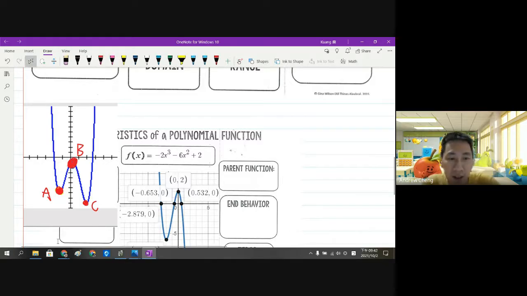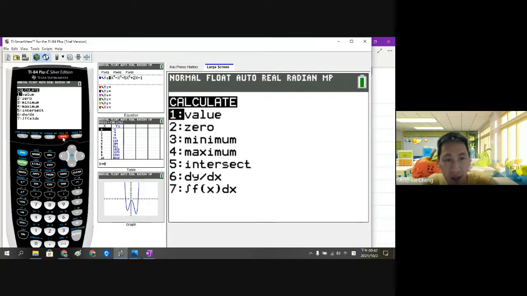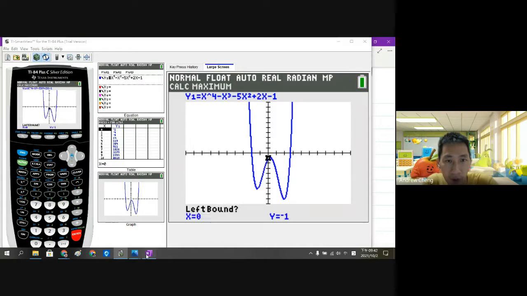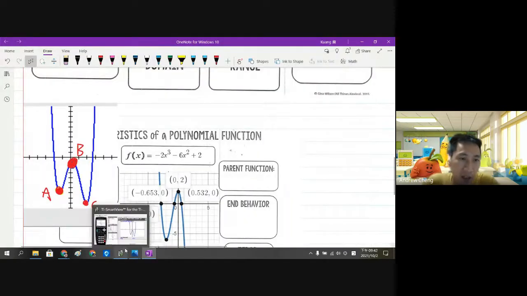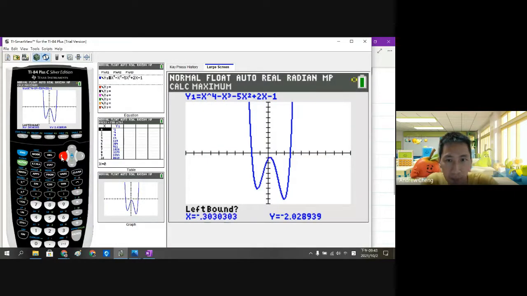So how to find that? You use calculator, use second trace, all right? For example, minimum. If I want to find A, I need to set a left bound here and right bound here. Put A in between this left bound and right bound, and then the calculator will help you find it. So I set the left bound here, enter, and then move to the right for the right bound, here, and then enter again.